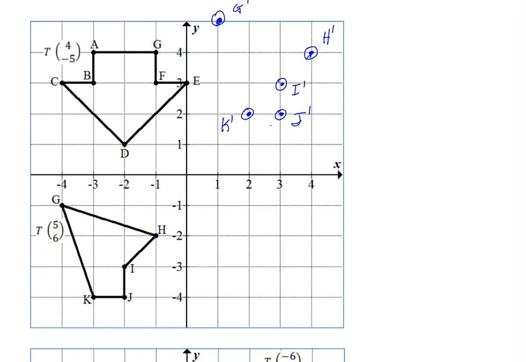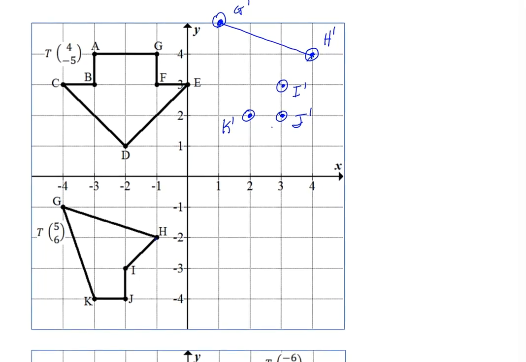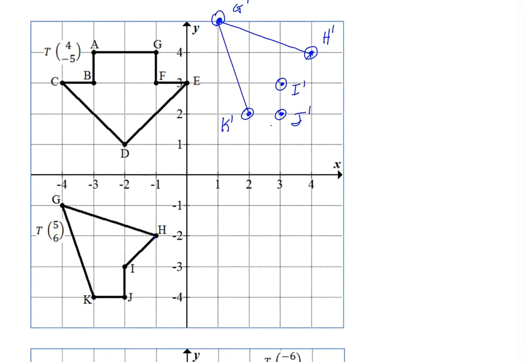Once we have moved all vertices, then we'll just simply use pencil and ruler to connect the points and draw the shape. So this shape would be my object, and this is the image. Now, the object is the shape that is about to change position, and the image is the shape that results from the movement of the object.